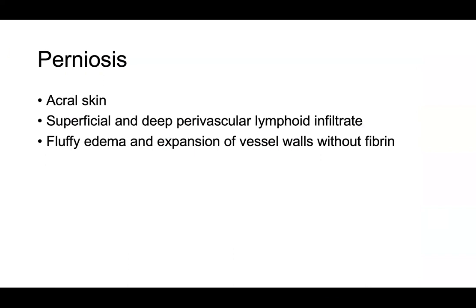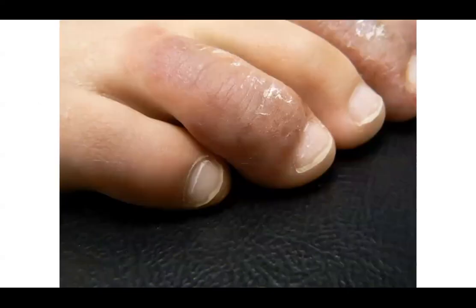Perniosis is a diagnosis of acral skin. So if you've got areas of vasculitis, lymphoid vasculitis happening on acral skin, such as the toes or the feet, the fingers and the hands, you can think about perniosis. You're going to see superficial and deep perivascular lymphocytic inflammation. And on histology, you'll find fluffy edema and expansion of vessel walls without fibrin.